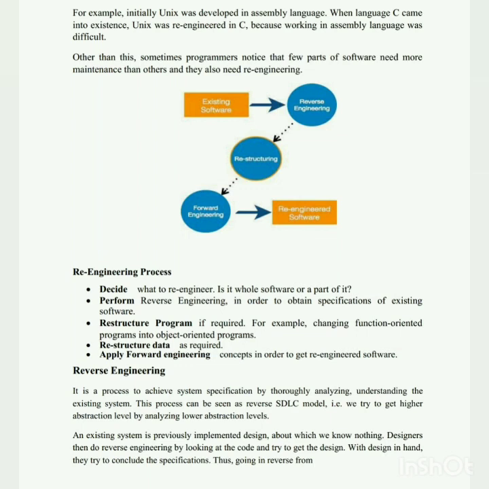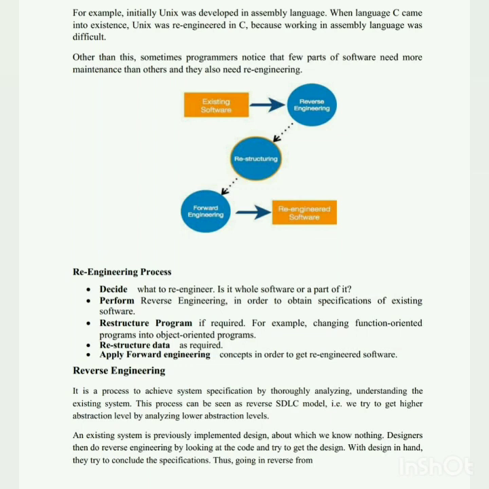Once we are clear about what we have to re-engineer, the second step is performing reverse engineering in order to obtain the specifications of the existing software that we have available. So just apply reverse engineering. In order to obtain the specifications, whatever specifications are available to us should be maintained as they are, and any additional specifications should be included in that.